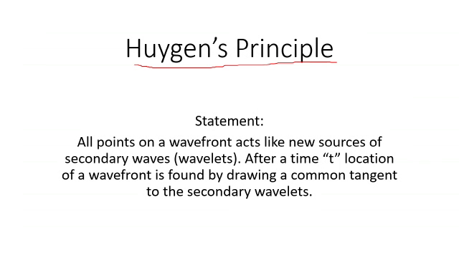Today we are going to talk about the applications of Huygens principle. So you know the statement of Huygens principle, according to which all points on a wavefront act like new sources of secondary waves. This means Huygens presented his own theory about light, and according to Huygens, light is a wave. And remember, a wave is represented in terms of a wavefront.